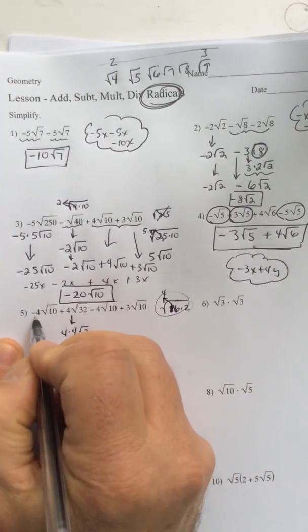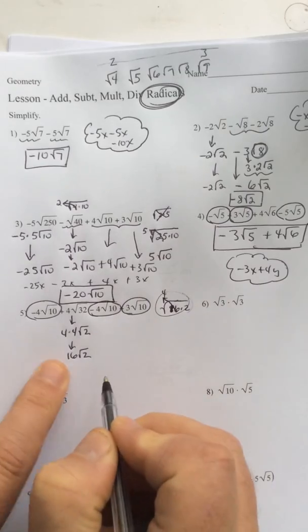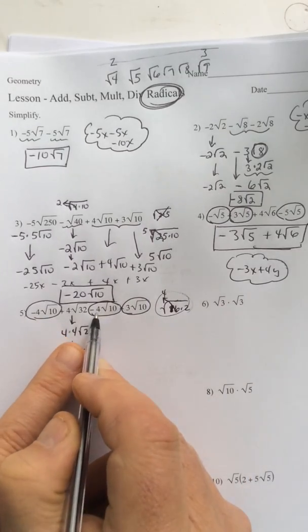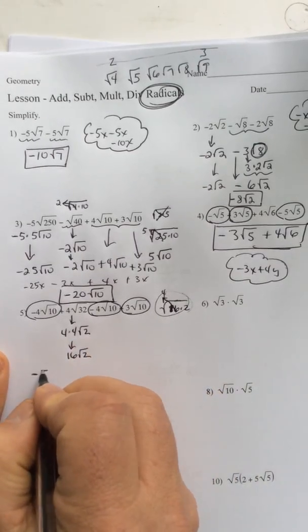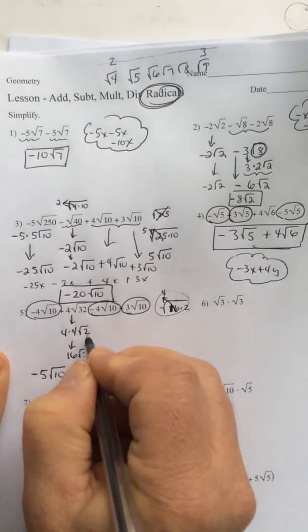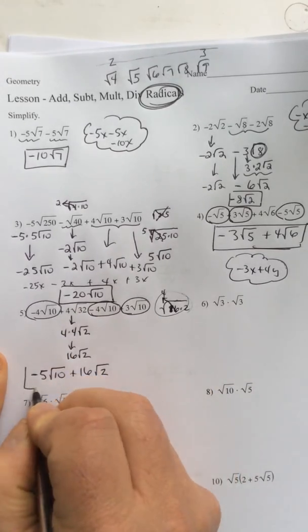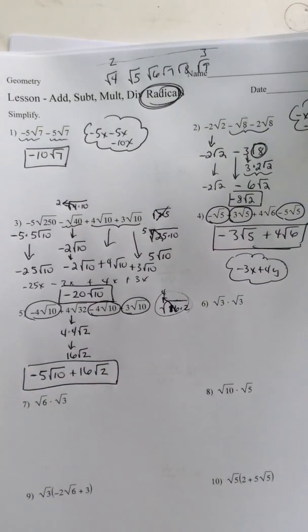Okay, that didn't help. That's not going to go with these 10s. I have a bunch of square root of 10s that can go together, and then that one's going to be left over. So negative 4 of them, and negative 4 of them is negative 8 plus 3. So the 10s are negative 5, and then that other little piece was a 16 square root of 2. And now the 10 and the 2 won't go any further. Okay, that's how you add and subtract radicals. You have to make them the same.